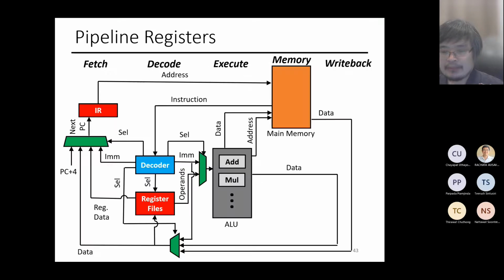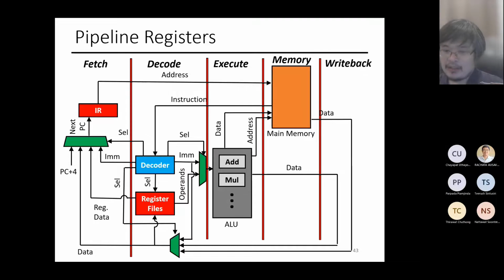So here's how I would declare or add the pipeline registers for my 5-stage pipeline. We call this a 5-stage pipeline because you have fetch, decode, execute, memory, and write back, 5 different stages. We can add the pipeline registers in the middle, so there are 4 intermediate steps in the middle where we have to add a register.